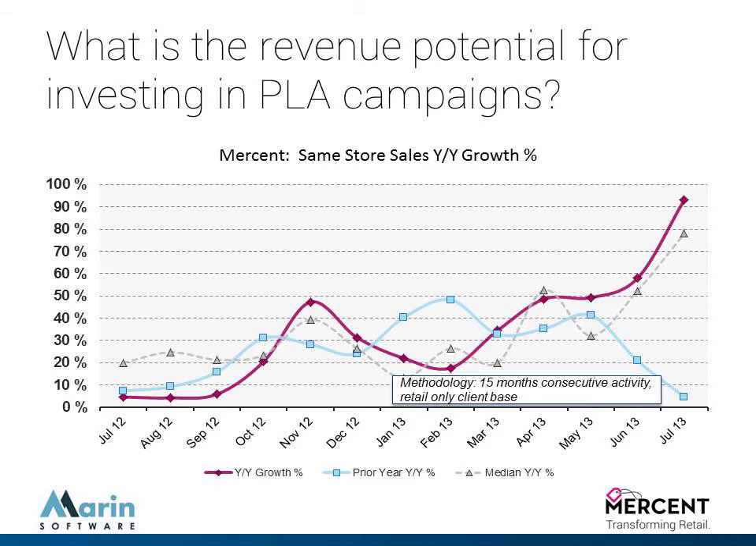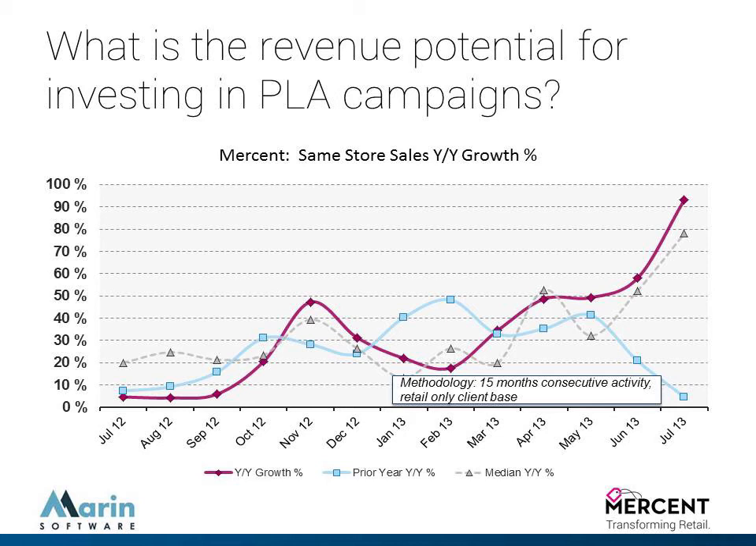I'd like to first preface this with our methodology. Mercent same-store sales data is 15 months of consecutive activity on a channel by a retailer. So we look at this data set here. This is inclusive of both free and paid Google Shopping last year, or Google Product Search and PLA as it was at the time, as well as the Google Shopping only commercial experience that's now taken over.